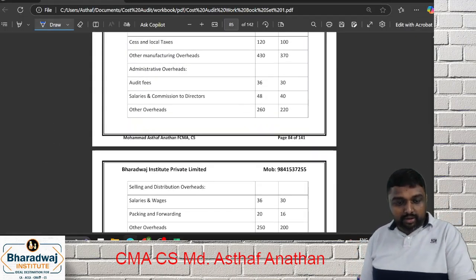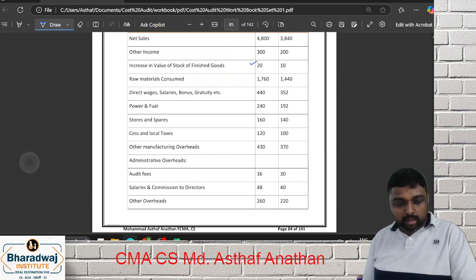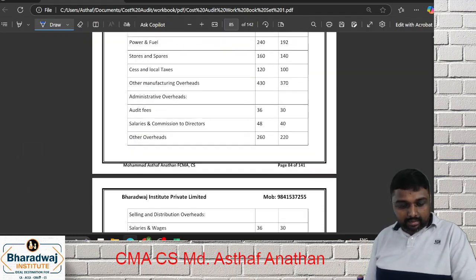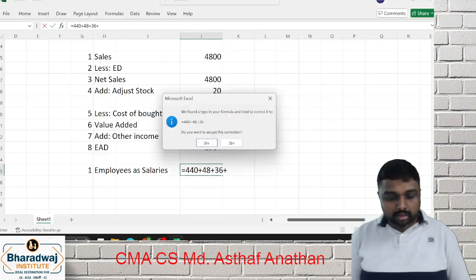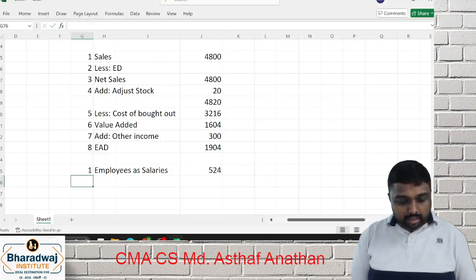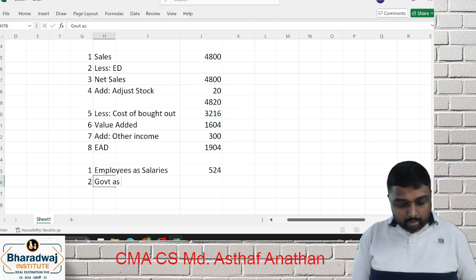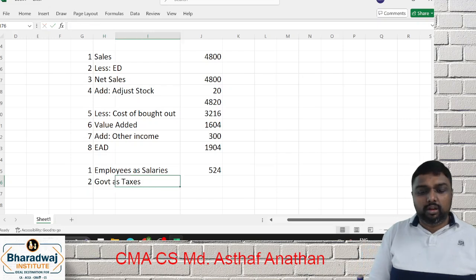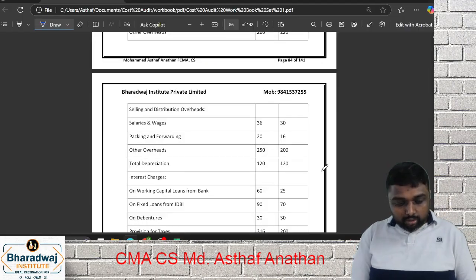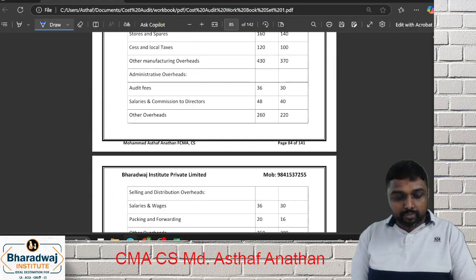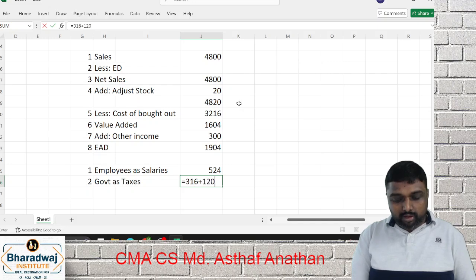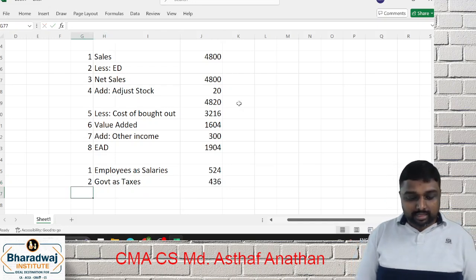Any other employees, my dear friends? Direct wages, sales, local tax. Only three items. Correct? Yes. So employees. Next, government. I'm not doing as a proper order because I'm getting the topic wise. Government as any order, no problem. Government, we are paying two tax. Here there is a provision for tax 316. Then apart from that, we have a cess and local tax 120. Are you clear?